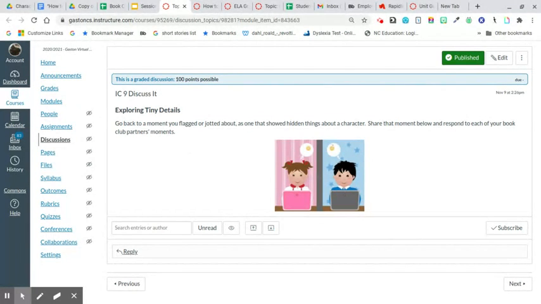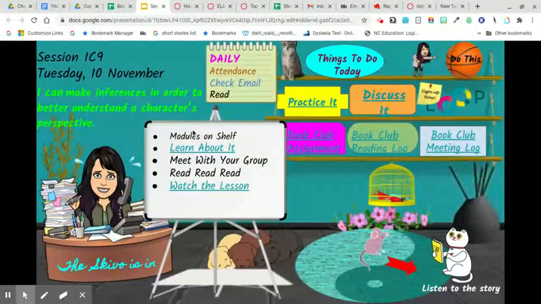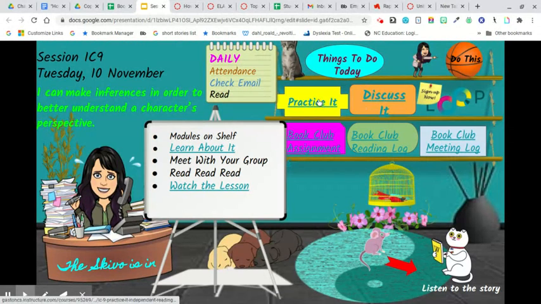I do want you to really go into detail, though. I don't want to see a sentence. I want to see a paragraph. Details, details, and more details. All right. So back here, that's practice it and discuss it. So practice it is really just telling you to read and pay attention to what you're reading.